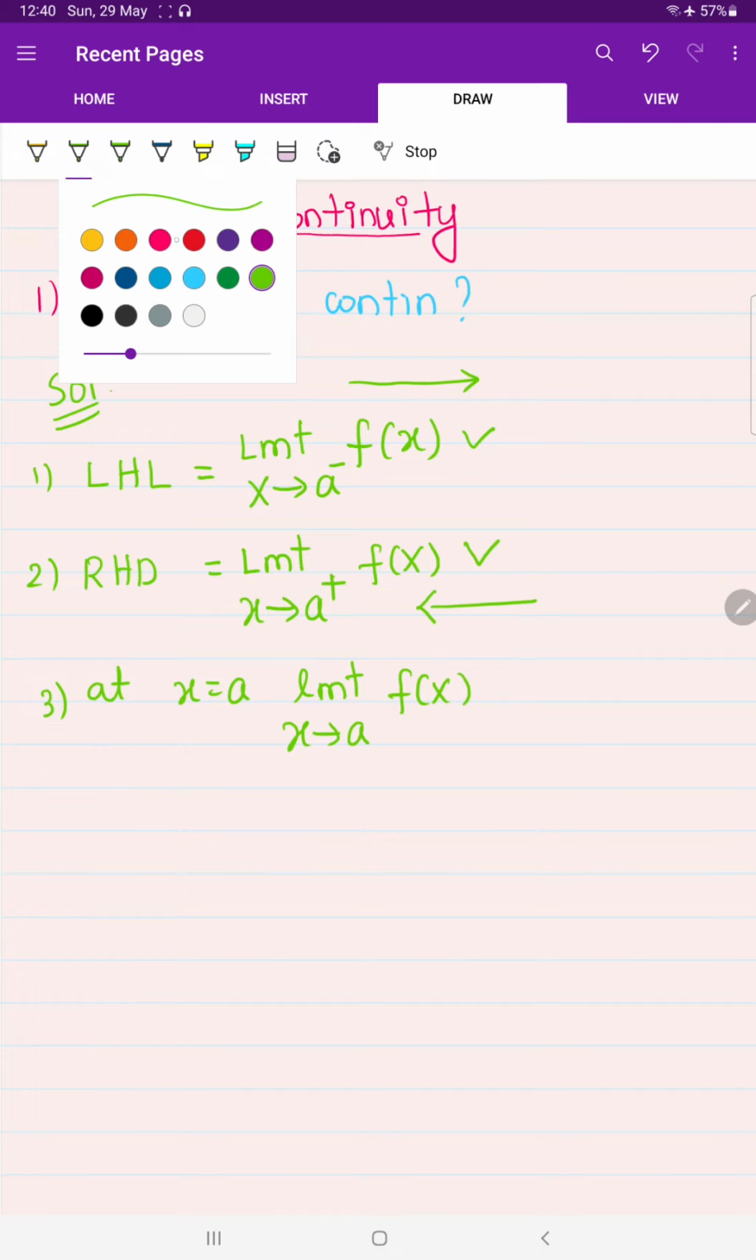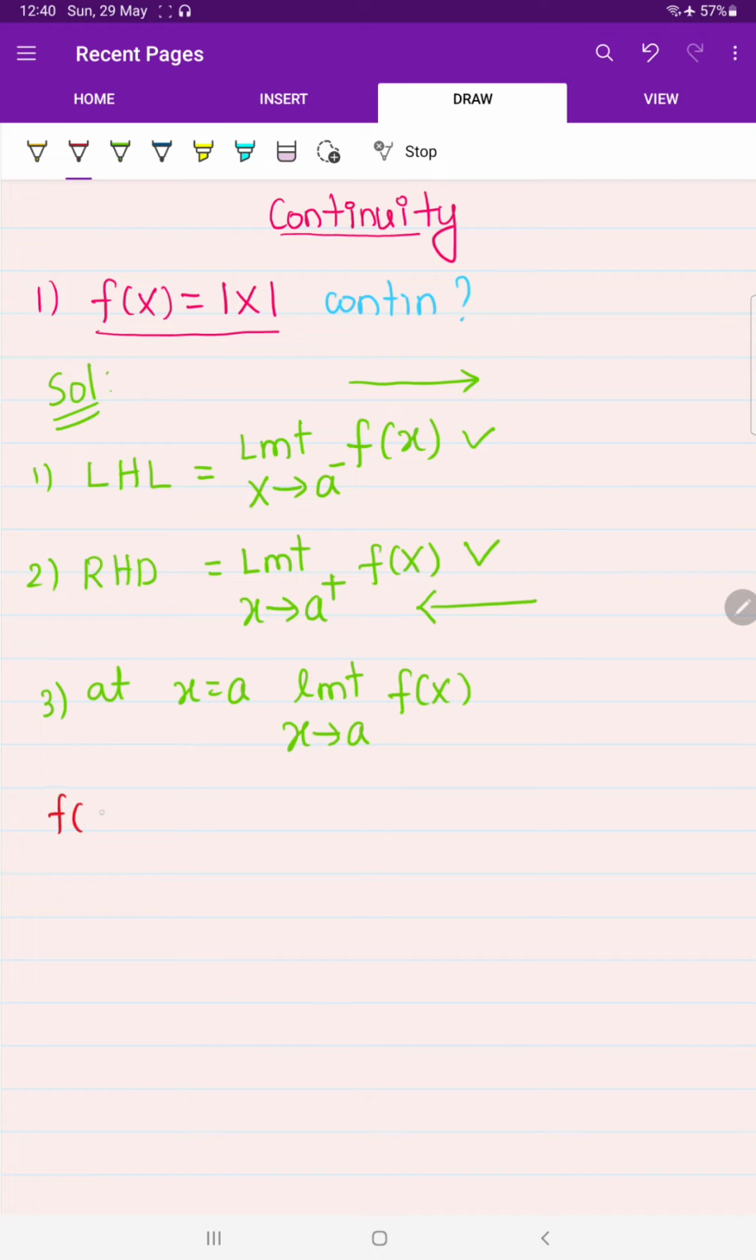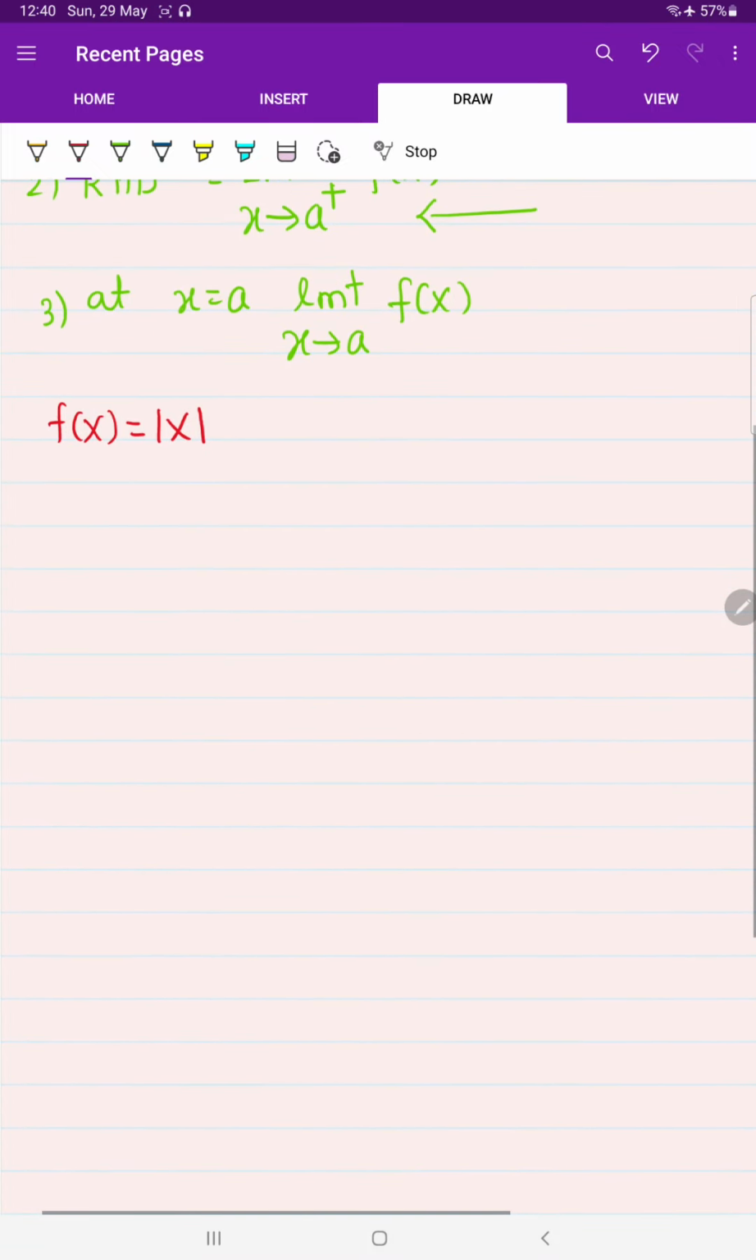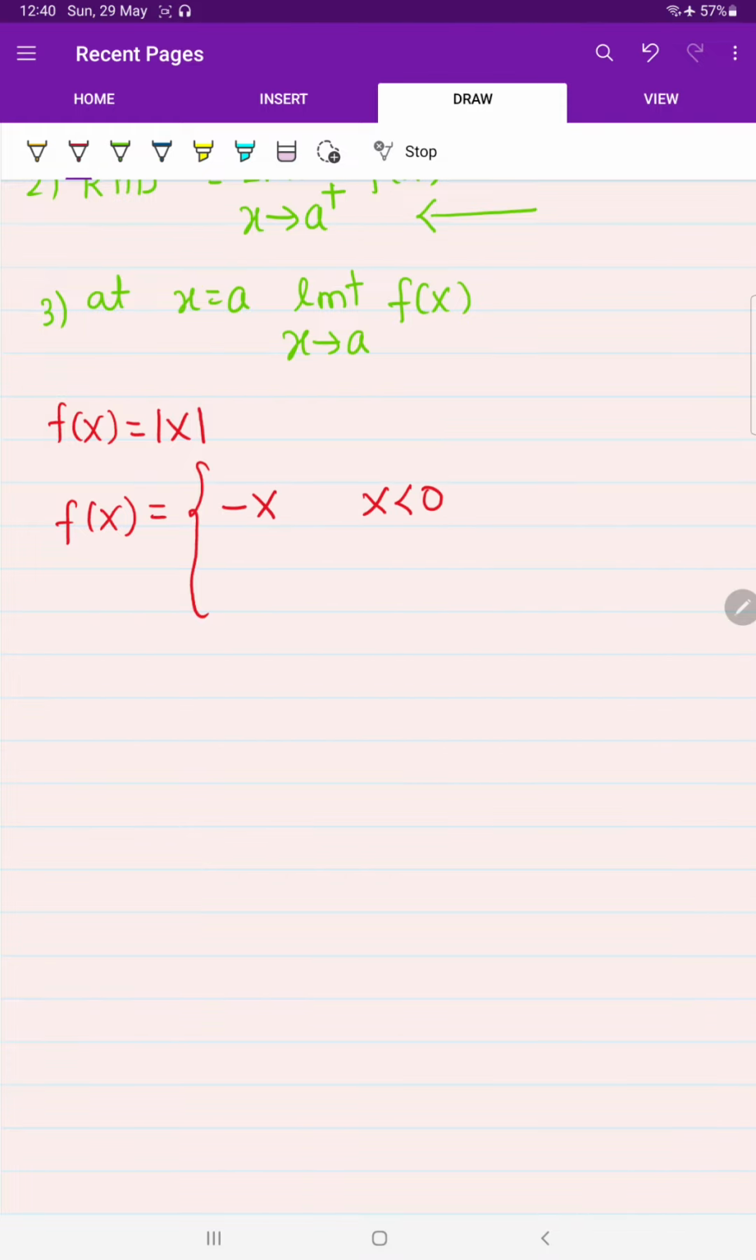See, let me take the given question first. Let us see the solution. What is given is f of x equal to mod x. Now, can you please tell me how to rewrite mod x? Mod x can be written in two forms. One is mod x equals minus x when x is less than 0, and mod x equals plus x when x is greater than 0. So I have rewritten the function mod x. This is how we standardly write mod x.